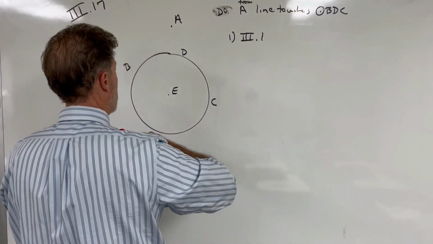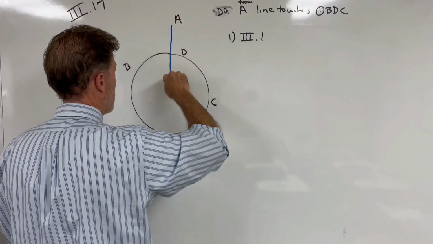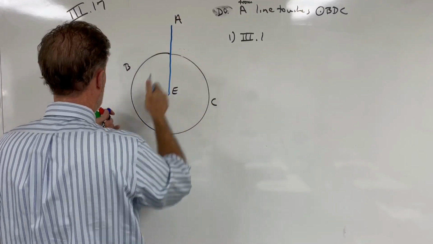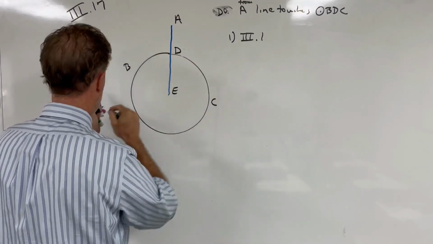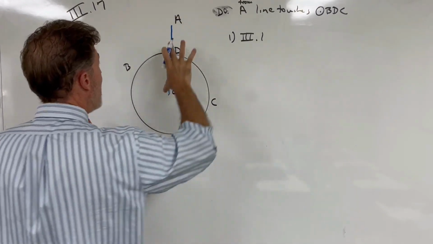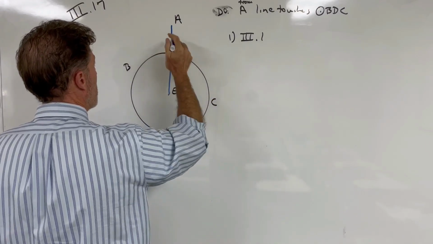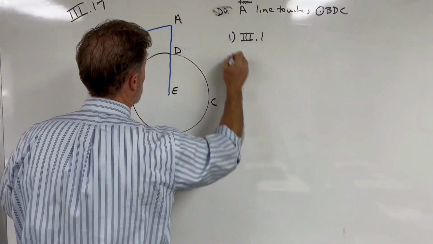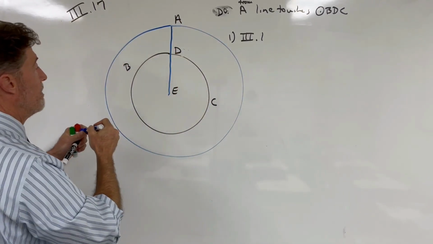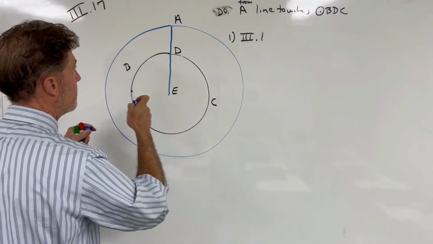And then we can connect A to E through point D here. We'll call this point of intersection point D. And then using this as a radius, we're going to construct another circle, which we can do from postulate 3 of book 1: make a circle with any center and any distance.